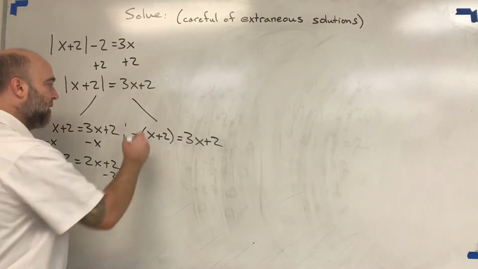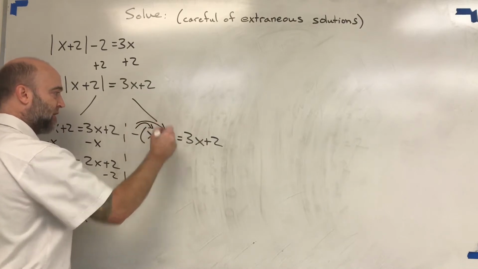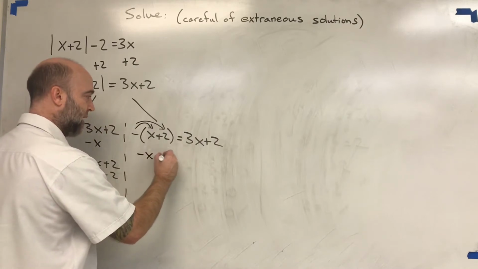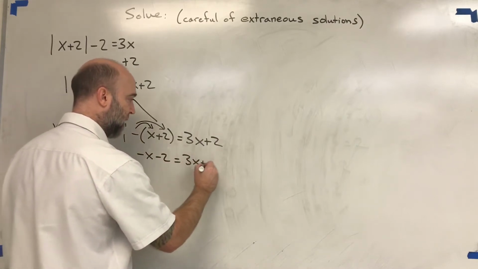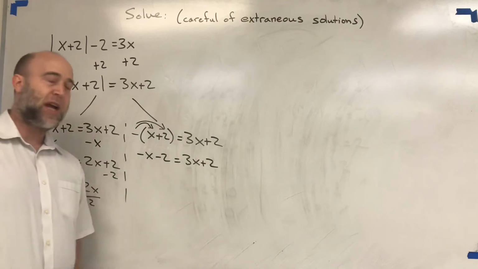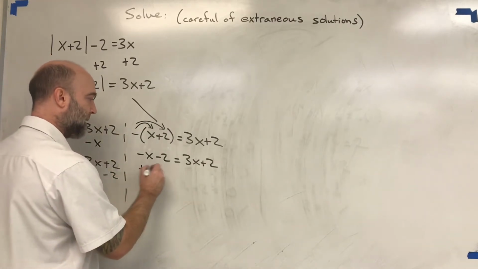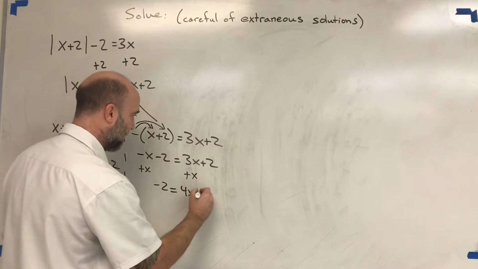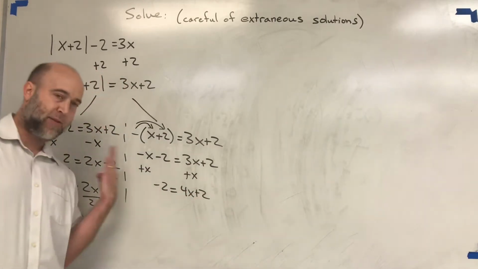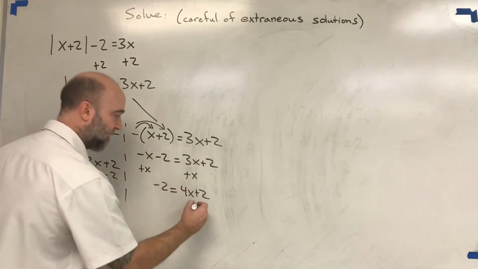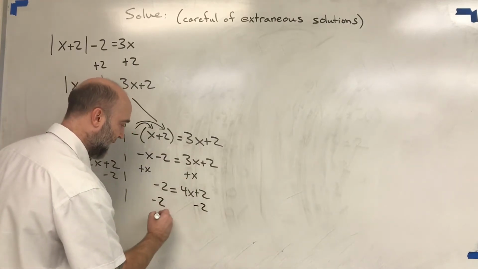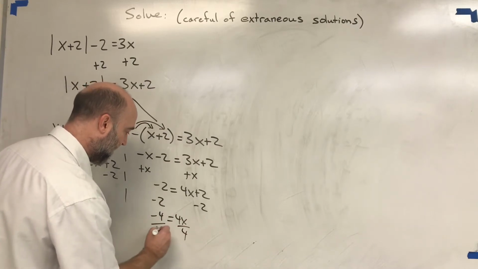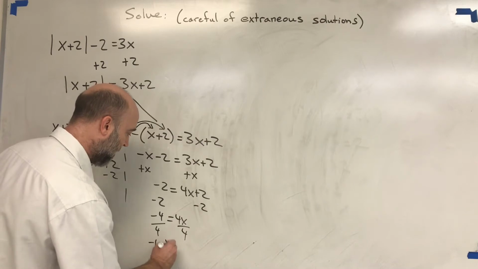On the other side, distribute your negative sign. It applies to both terms inside the binomial. So in this case, that's a negative x minus 2 equals 3x plus 2. Put all your x's to one side, add x, negative 2 equals 4x plus 2. Everything else to the other side, isolating x still, minus 2, negative 4 equals 4x, divide by 4, I got negative 1 on that one.